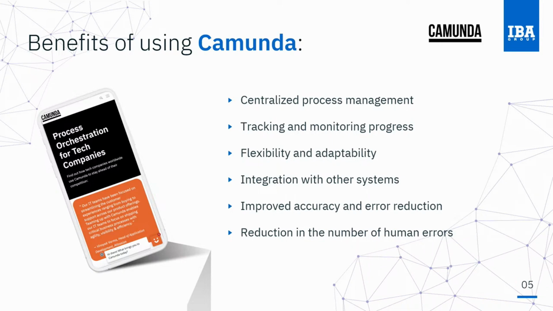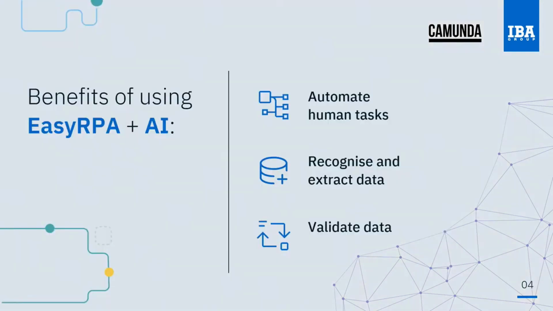Also, we analyzed the efficiency of this process, and we are using a lot of connectors in our process. We also see more flexibility and adaptability of the Camunda platform. It gives us a lot of opportunities for integration with other systems. And in the end, automation of this process allowed us to reduce the number of human errors and increase the efficiency of the process overall.